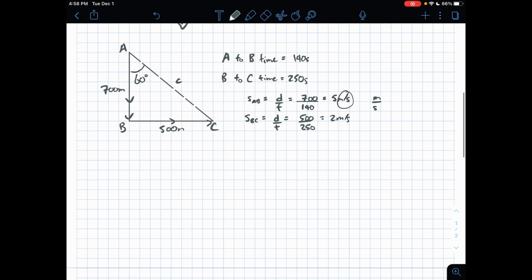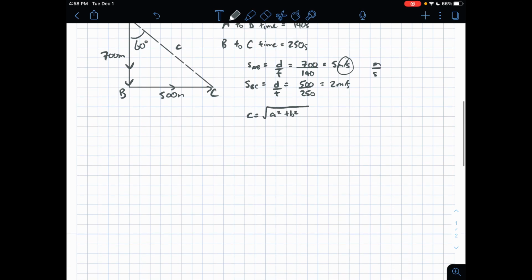So to calculate that, you go C equals the square root of A squared plus B squared. C would equal the square root of 5 squared plus 2 squared, and these values you got from here. Then you punch it into the calculator and you get 5.4 meters per second, and don't forget units, at 60 degrees east of south.